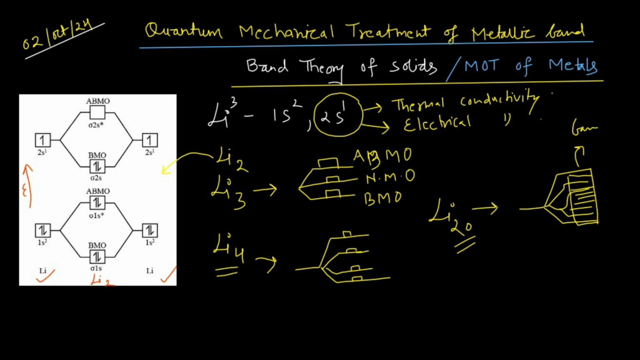And it is a well known fact, whenever you have a very large number of atomic orbitals or molecular orbitals, their energy would be very close to each other, and they appear as a continuum, which is known as the quasi-continuous band. And this is how we can generate the band in any metal.